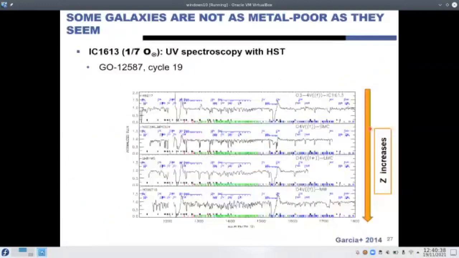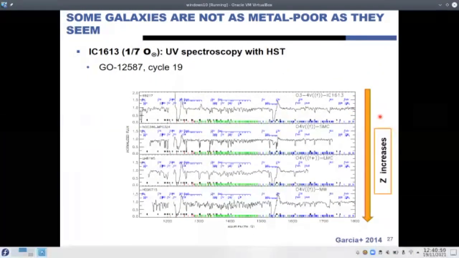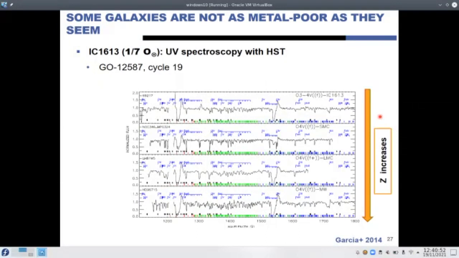Now, some more specific results. The first one is that we realized that some galaxies are not as metal poor as we thought, and that happened only after we had obtained ultraviolet spectroscopy with the Hubble Space Telescope. This diagram shows the ultraviolet spectra of very similar stars in different galaxies: IC1613, the Small Magellanic Cloud, the Large Magellanic Cloud, and the Milky Way. This is supposed to be a sequence of increasing metallicity. But now I want you to look at this area.